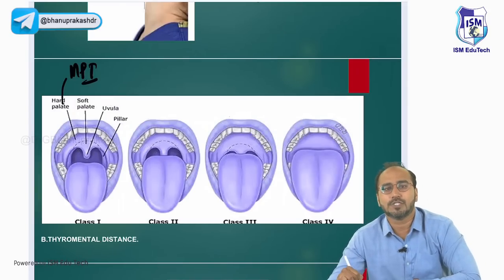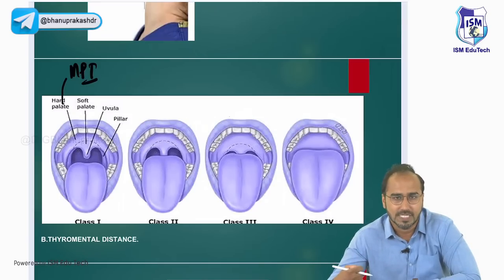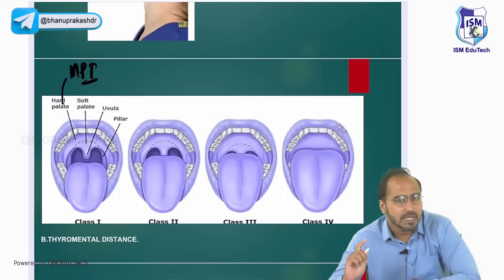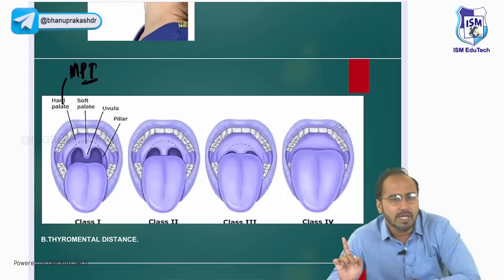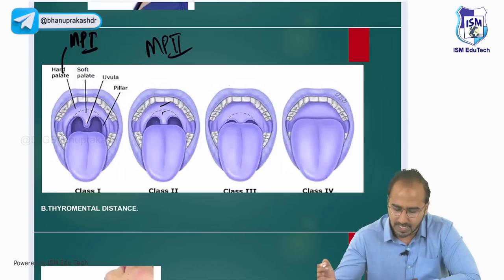What is Mallampati class 2? When the second patient comes to my clinic and I tell him to open his mouth, I am able to see the hard palate, the soft palate, the uvula, but the tip is not seen. Just look over here. Is the tip seen? No. Only hard palate, soft palate, uvula is seen, but the tip is not seen. This is Mallampati class 2.